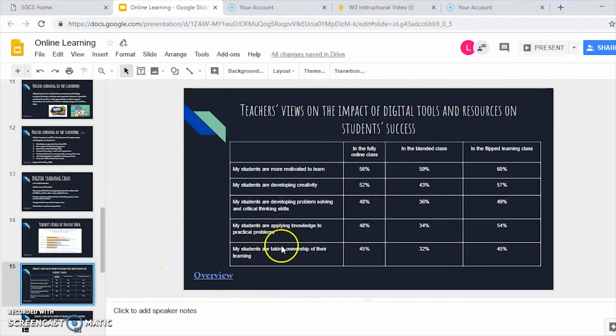Teachers' views on the impact of digital tools and resources on student success. Fully online class, blended class, the flipped learning class. My students are more motivated to learn. My students are developing creativity. My students are developing problem solving and critical thinking skills. My students are applying knowledge to practical problems. My students are taking ownership of their learning.